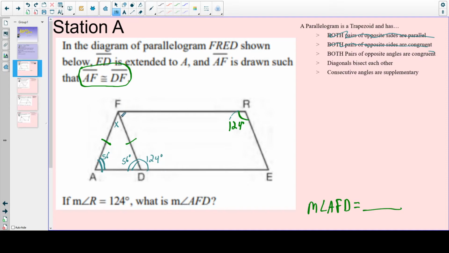And wait a minute. Triangle sum theorem. I can get the last angle in a triangle. So I can do 56 plus 56 plus something is 180. 56 plus 56 is 112. So 112 plus x equals 180. Subtract from both sides. 180 minus 112 is 68. So x equals 68. So the measure of AFD must be 68 degrees.